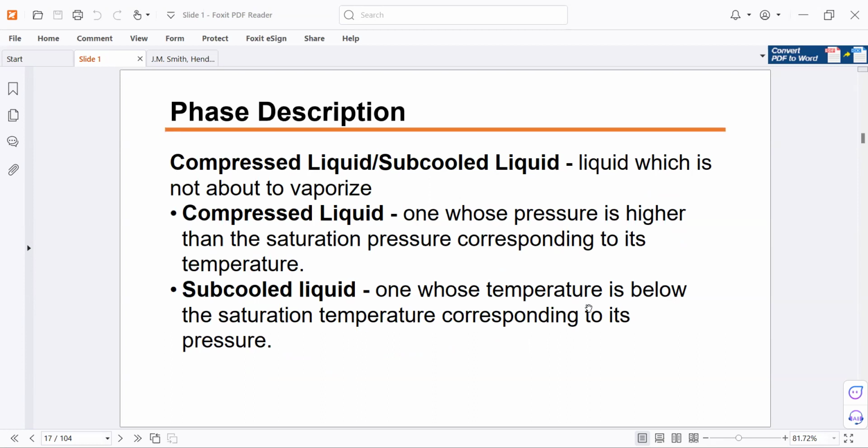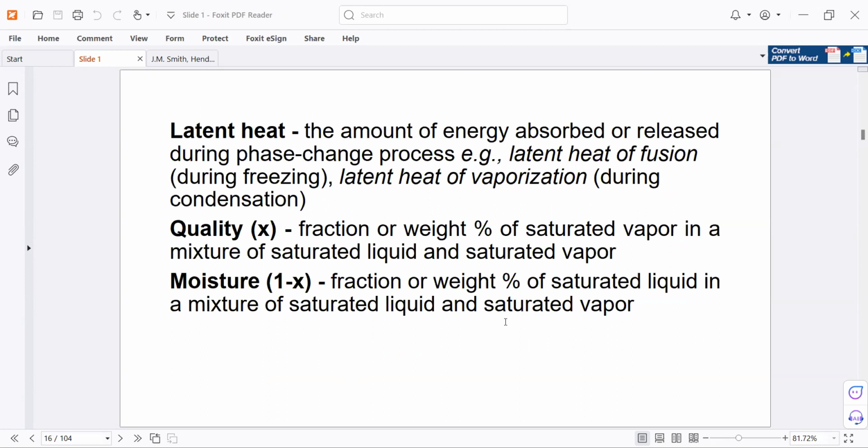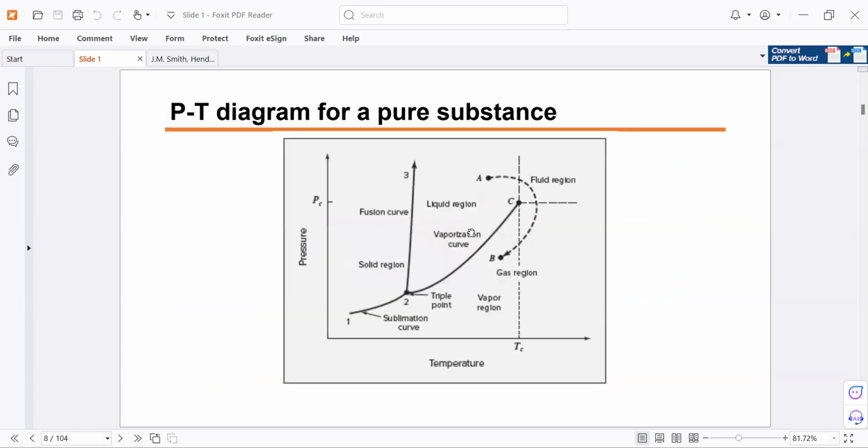Subcooled liquid is one whose temperature is below its saturation temperature corresponding to its pressure. At a given pressure, say this one, this is the saturation temperature on the vaporization curve. So a subcooled liquid would have a lower temperature. They both represent the liquid region, compressed versus subcooled liquid.